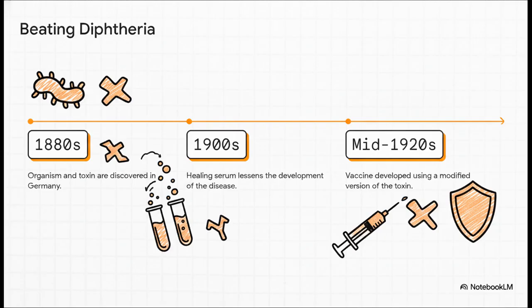Fast forward to the early 1900s, and we get our first real glimpse into immunology. Doctors figured out they could take healing serum from a person recovering from diphtheria and give it to a recently sickened person to drastically lessen the disease's blow.